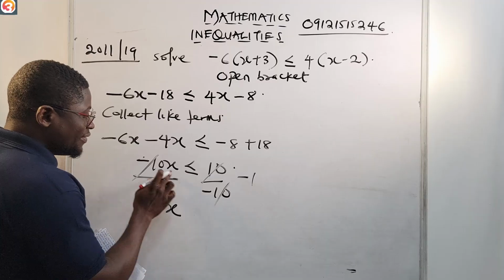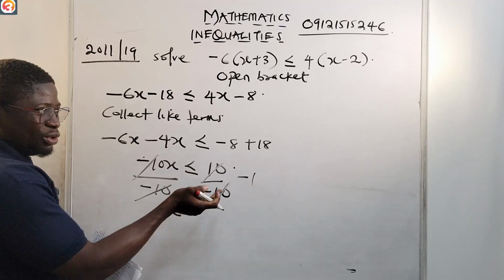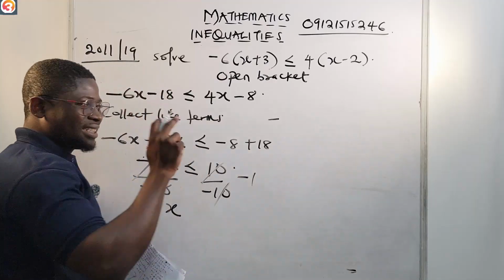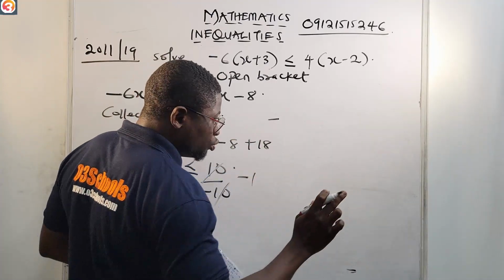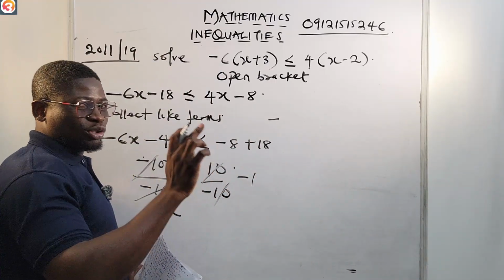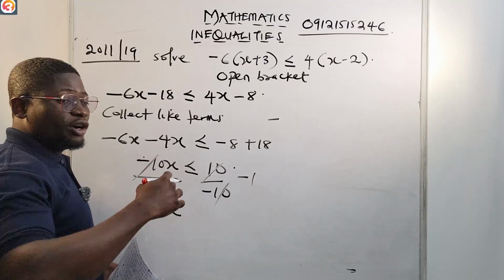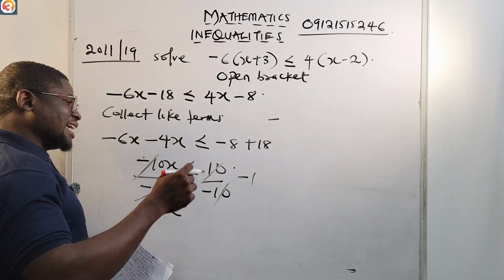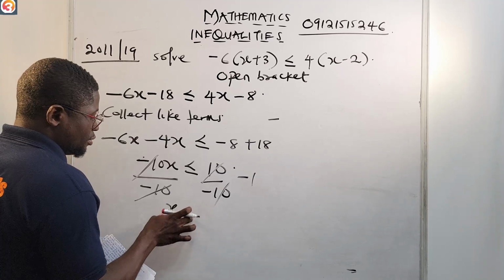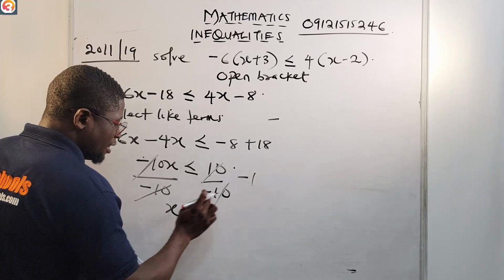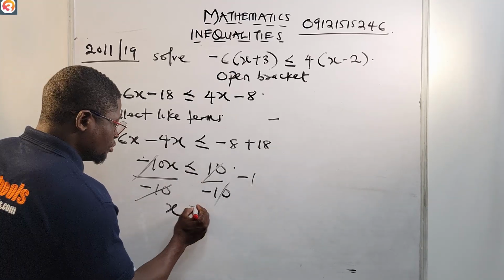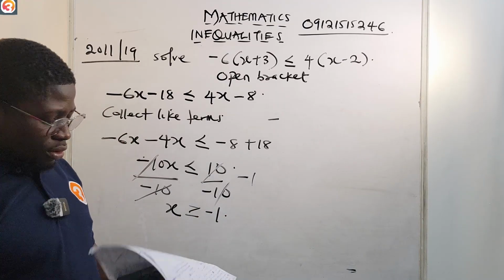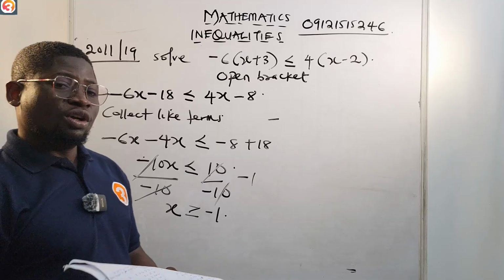No, because you are dividing by a negative number, the inequality sign will change. If I am dividing by a negative number, the inequality sign changes. If I am multiplying through by a negative number, the inequality sign also changes. If I had less than before, it becomes greater than. If I had greater than or equal to before, it becomes less than or equal to. So since we are dividing by a negative number, the sign of this inequality will change to greater than or equal to minus 1. So x is greater than or equal to minus 1.